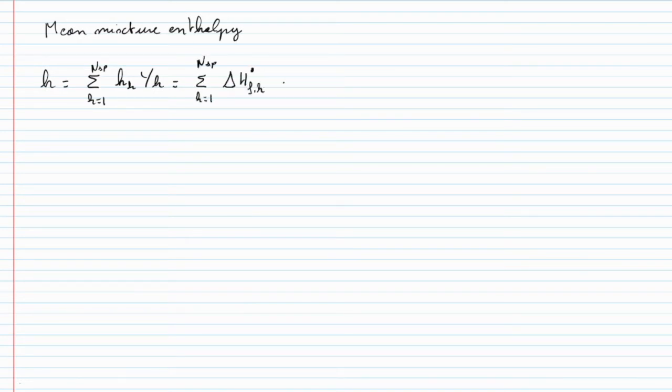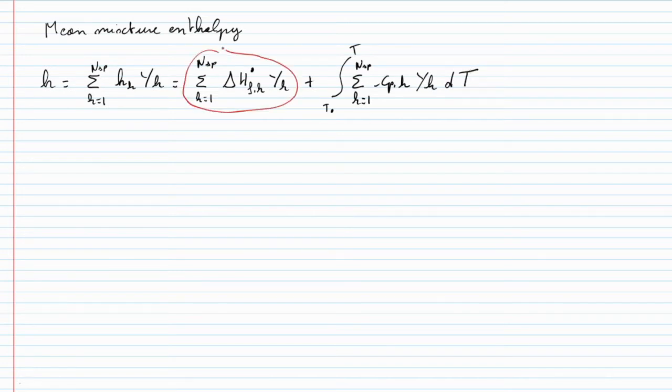We now have all the tools to define the mean mixture enthalpy as the sum of the enthalpy of each species weighted by its corresponding species mass fraction. By using the definition of the enthalpy of the species k, one can split this mean mixture enthalpy in two terms. The first term is the sum of the enthalpy of formation of each species k weighted by the species mass fraction of the species k. This term is the chemical contribution of the enthalpy.